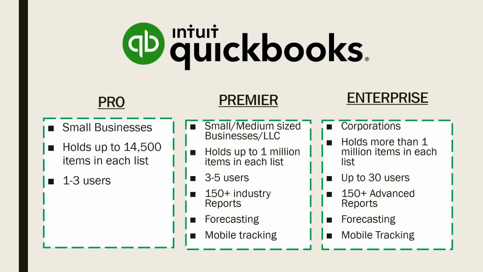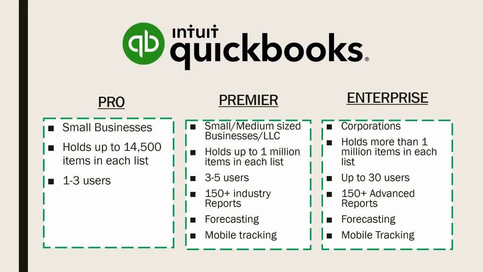So Pro is very limited on what you can do. Whereas Premier, it's for small or even medium-sized businesses, and it can hold up to 1 million items. So again, of course, every single program that you're going to upgrade into is going to get bigger in size. So this one holds up to 1 million items, all right? And you can have up to 3 to 5 users at the same time, okay?